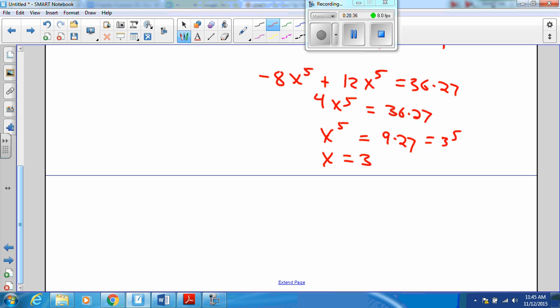Yes, this was a little bit of a contrived example. And if x is 3, y is negative 2/3 x, which is going to be equal to negative 2.